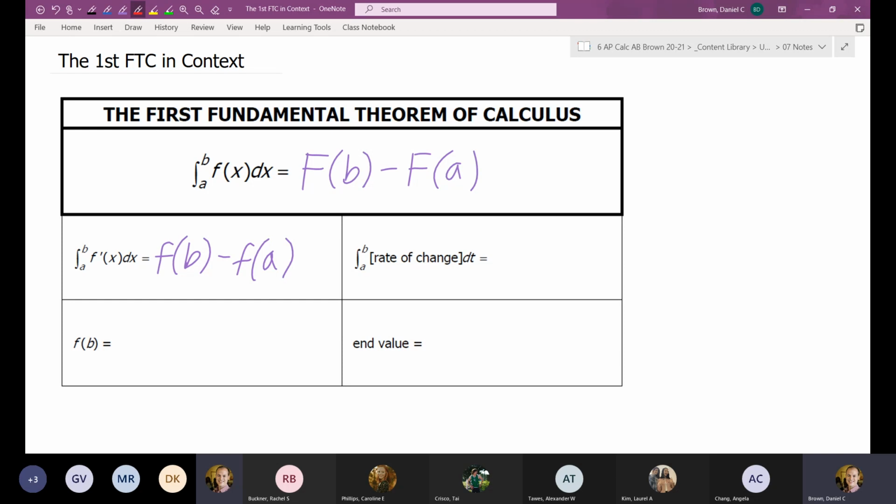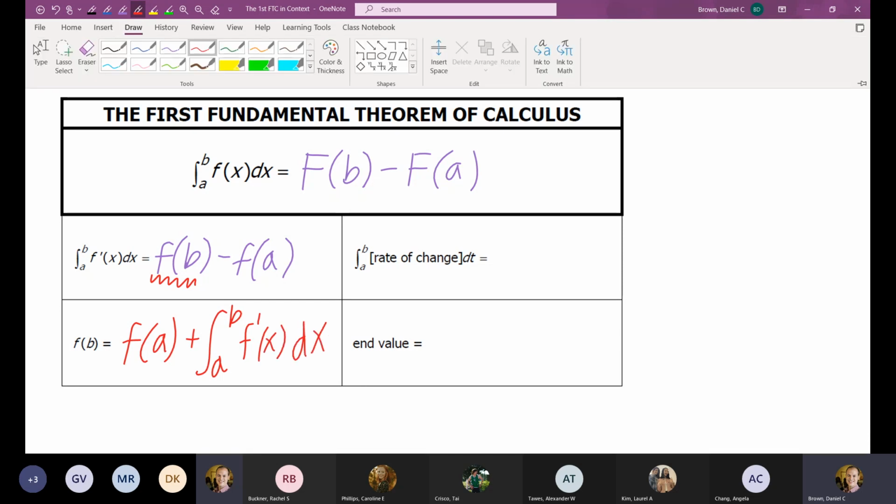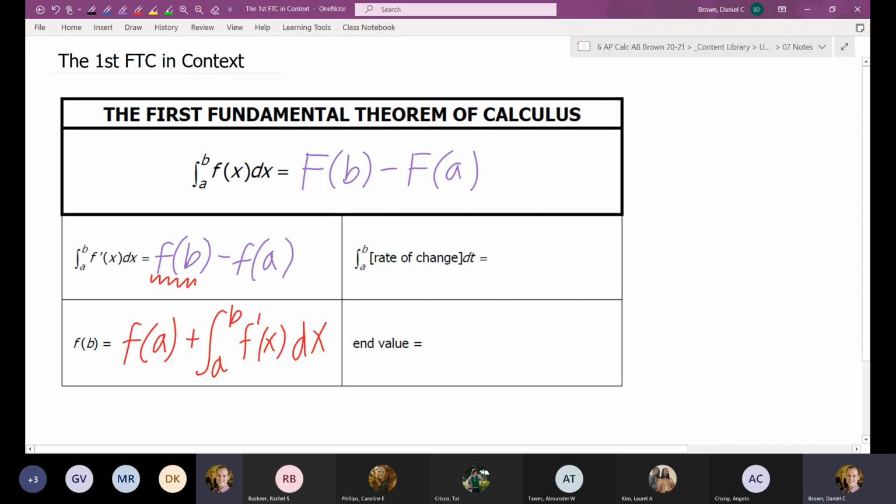And then how we expanded that formula is we have the rewritten first FTC, where we basically isolated the f of b. Isolating f of b, you're moving that f of a to the other side. And so we have f of a plus the integral from a to b of f prime of x dx. And that is one of the common formulas we're going to be using a lot in this unit.